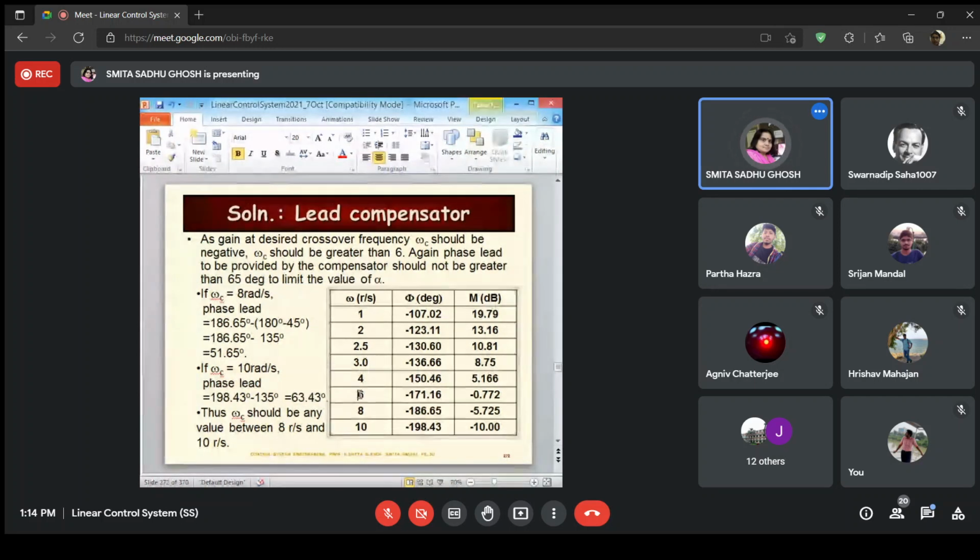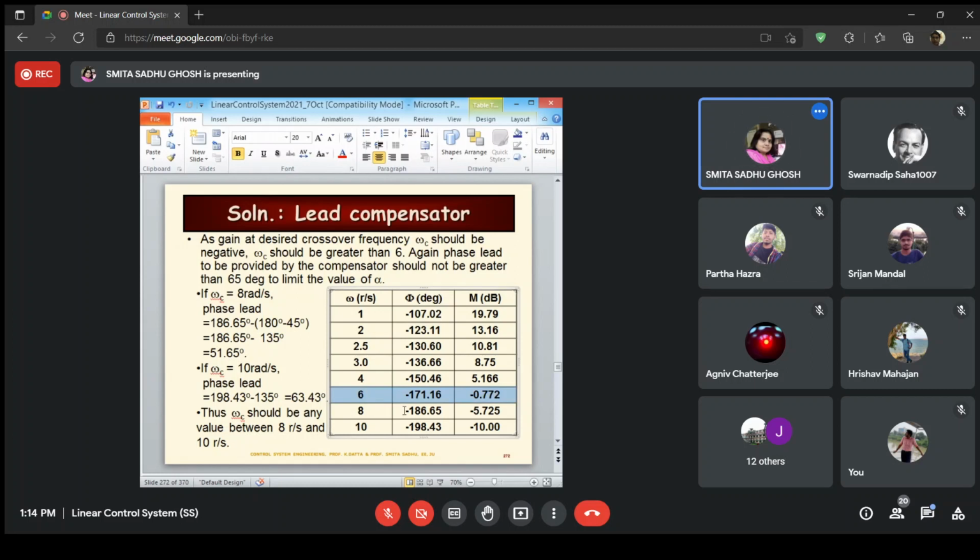On purpose we have avoided 6 radians per second, because the magnitude requirement is very, very small. From the compensator you want only plus 0.772 decibels. There also numerical problems may arise. We normally would not want it to be lesser than say 2 or 3 decibels, not lesser than that at least. Otherwise, numerical problems may arise. So we are avoiding 6 radians per second as the desired gain crossover frequency for that reason from the magnitude point of view.